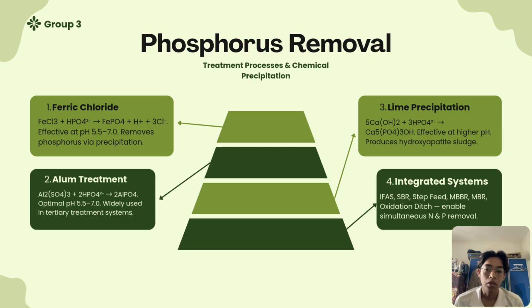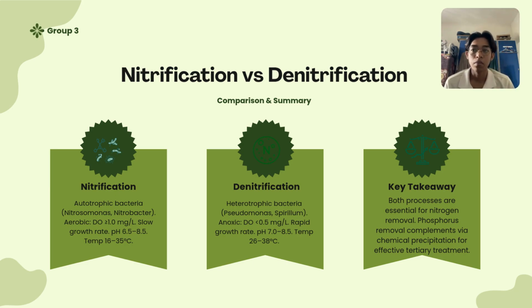Besides chemical treatment, phosphorus can also be removed using integrated systems such as FIFAS, SBR, MBBR, and MBR. These systems can remove both nitrogen and phosphorus at the same time, making the treatment process more efficient. So now I will compare nitrification and denitrification.